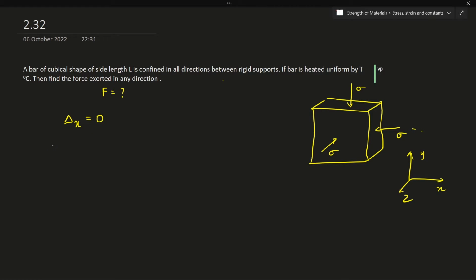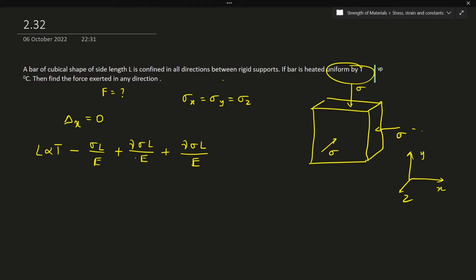Now this again would be given by L alpha T, and in the x direction it will experience compressive load, minus sigma L by E. Now because of the compressive stresses in the other directions, which are y and z, the x direction will experience some tension force, the lateral strain. So that is plus nu into sigma L by E because of the y direction, and plus nu into sigma L by E because of the z direction. I'll not specifically mention sigma x, sigma y, because sigma x is equal to sigma y, equal to sigma z because of the uniform T. So all of this again will be equal to 0.